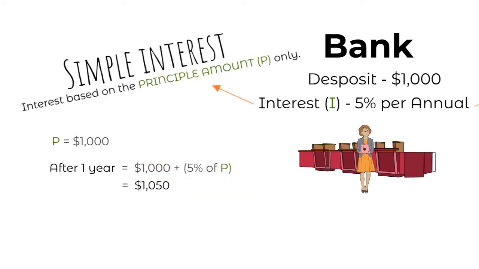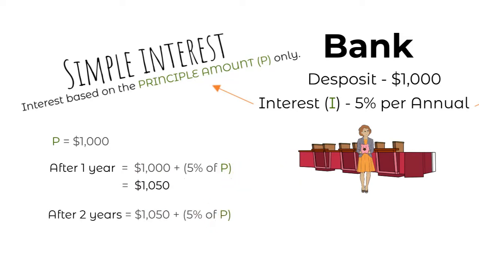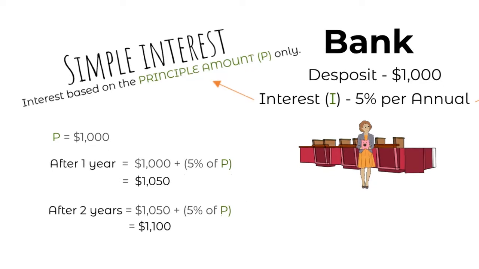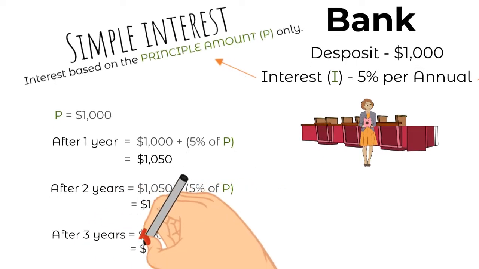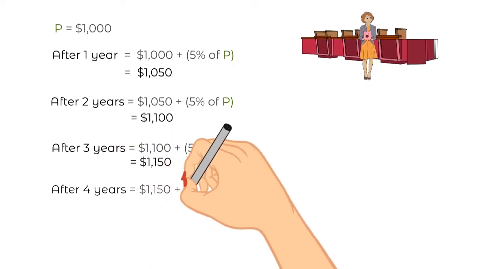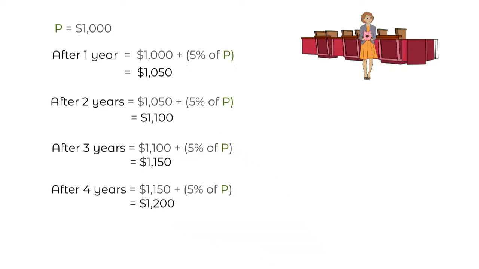So what about after 2 years? Well, I want to take my amount after 1 year and plus another 5% of my principal, which we already determined was 50. So after 2 years, I have 1,100. After year 3, I want to plus another 50, I get 1,150. After 4 years, I plus another 50, I get 1,200. And every single year, it just goes up by $50.